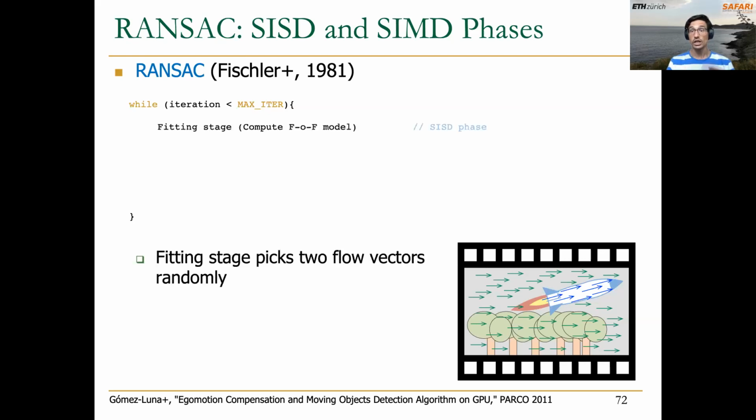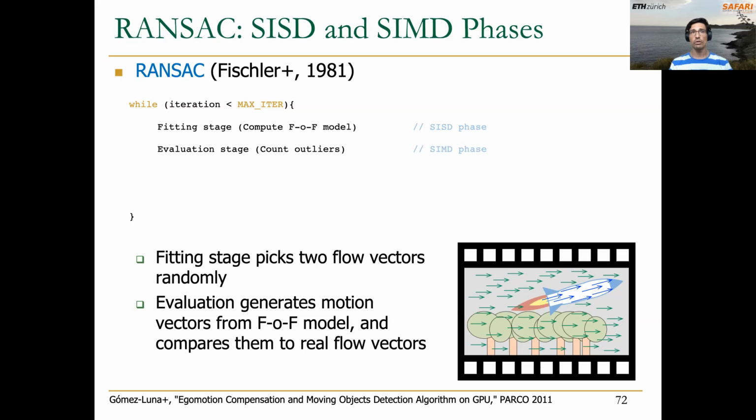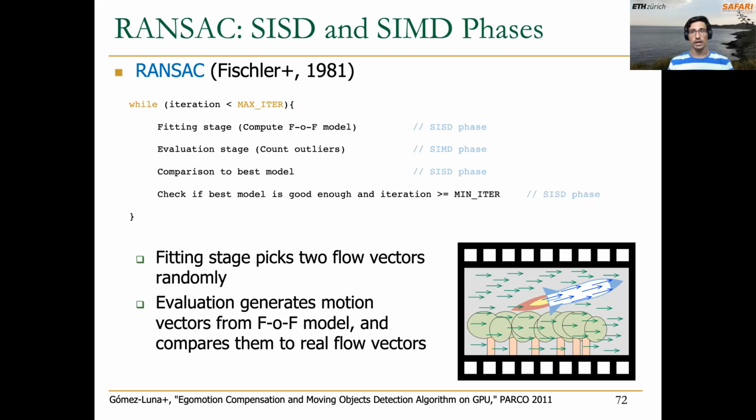RANSAC is an iterative algorithm where in every single iteration there is first a fitting stage. The fitting stage is just to pick at random two optical flow vectors and generate the model from them. After this model has been created, we have to evaluate it, to compare it to the real optical flow vectors and see how accurate the generated model is. After performing this comparison, we check if the current model is better than previous models, and in that case we update the best model so far.